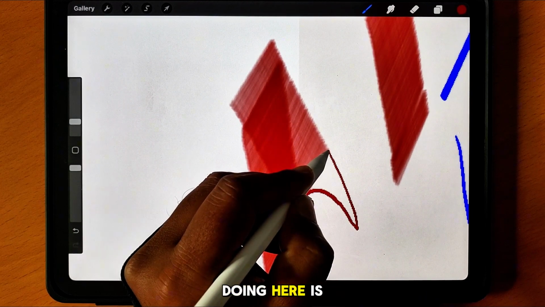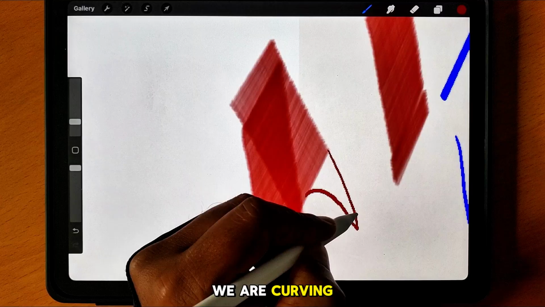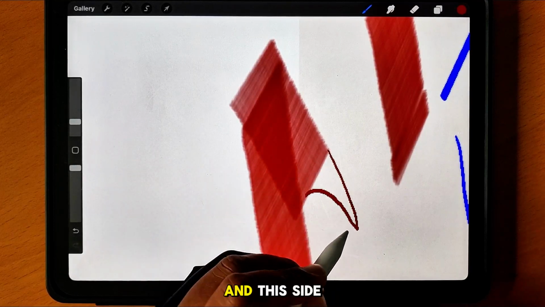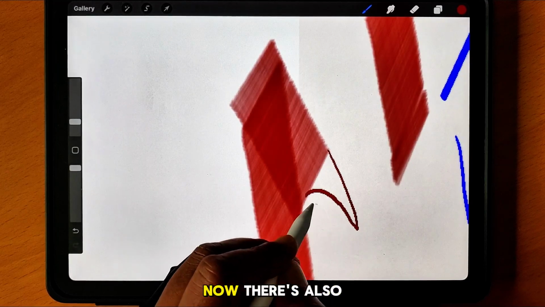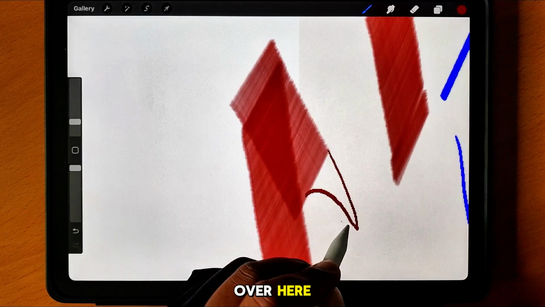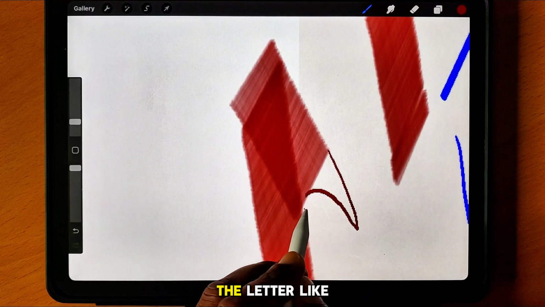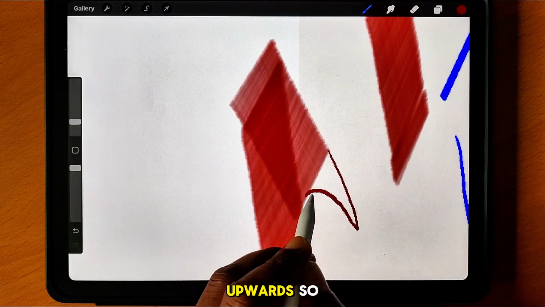And what we're doing here is we are curving inwards from the outside of the letter, and this side over here doesn't curve in the way this one does. Now there's also a little bit of open space over here, so we're not going right into the letter like this. Okay, it does go upwards.